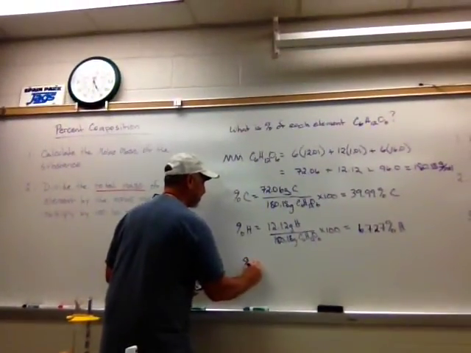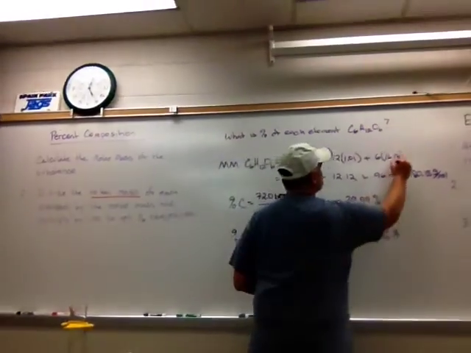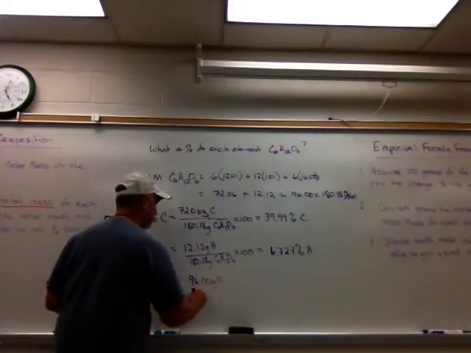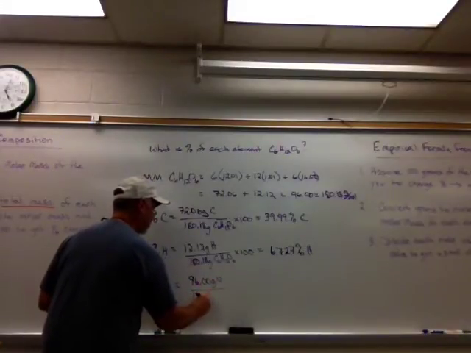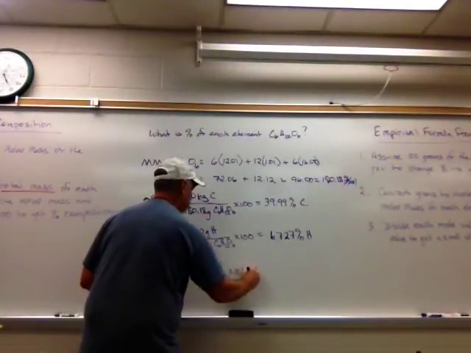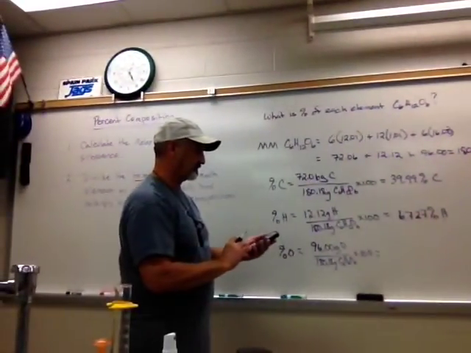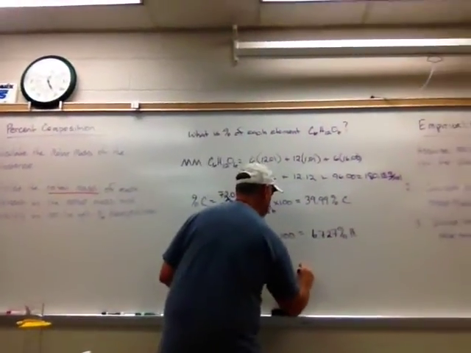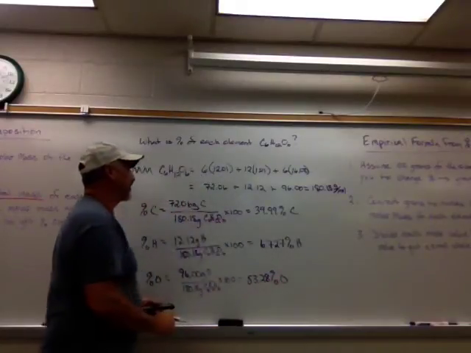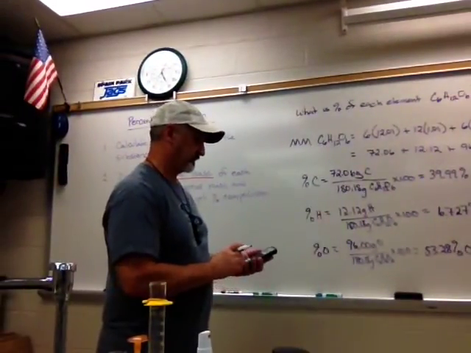Now, for the oxygen, we do the same thing, or you could just subtract it from 100 because we know the rest has to be oxygen, but it's easier, I think, just to say 96 and we can go one more sig fig since we have 4 on everything. 96.00 grams of oxygen divided by the 180.18 grams C6H12O6 times 100. 96 divided by 180.18. That comes out to 53.28% oxygen.